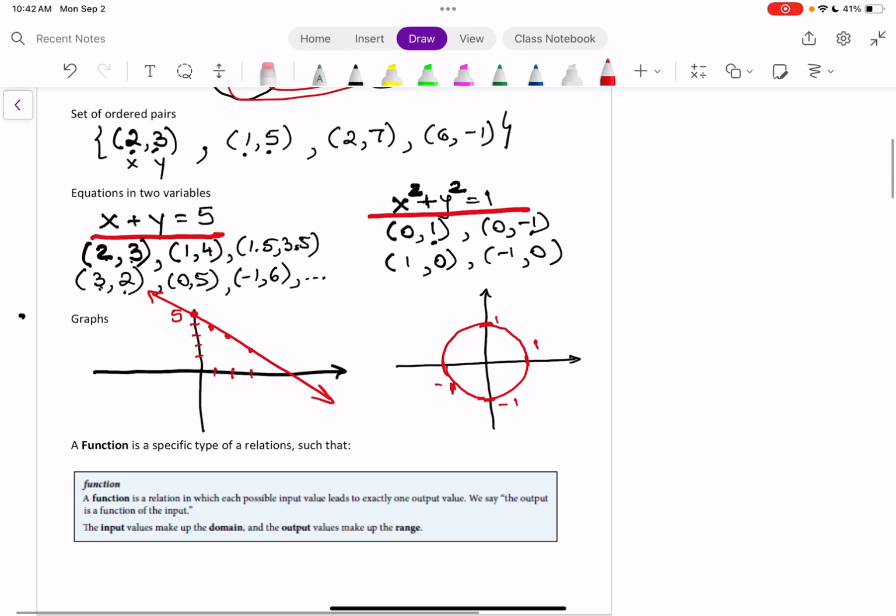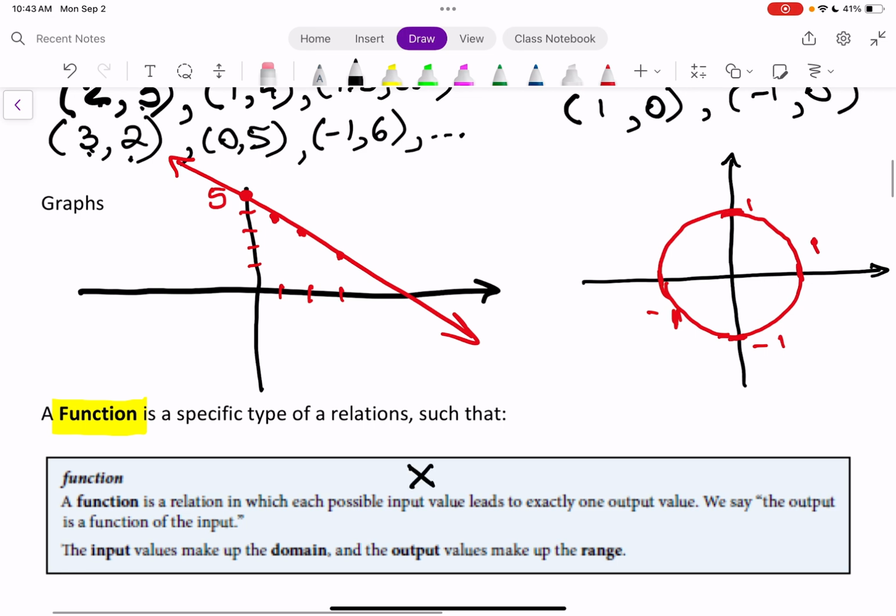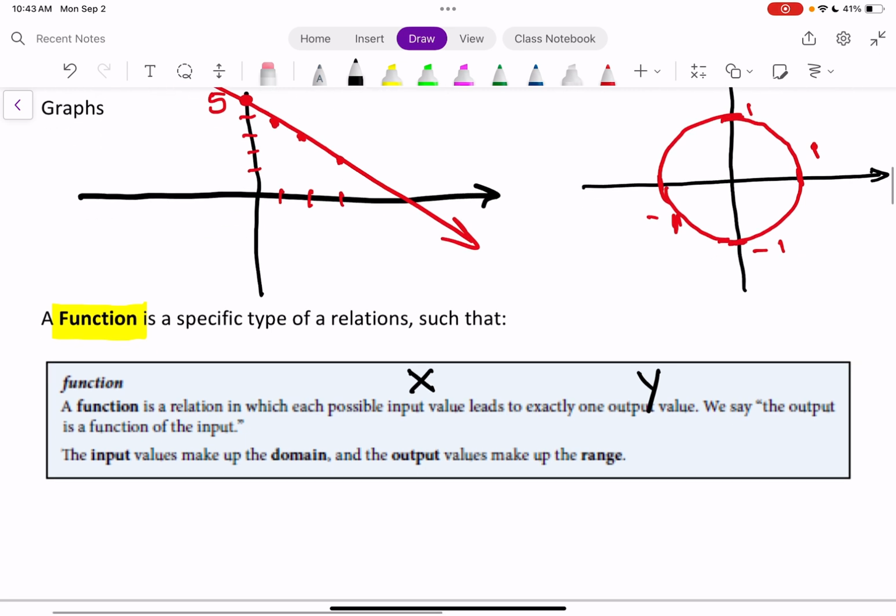Great. Now, a function is simply a specific type of an equation, just the same as, let's say, an SUV is a specific type of a car. So we're talking about cars in general. If I'm talking about SUVs, that's a car too, but it's a specific kind of car. So same thing, a function is a specific type of a relation in which every possible input value, which is our x, leads to exactly one output value, which is a y. So we say the output is a function of the input. And we'll talk about this also in the next section. All the input values, all the x's, make up the domain, and all the output values make up the range.